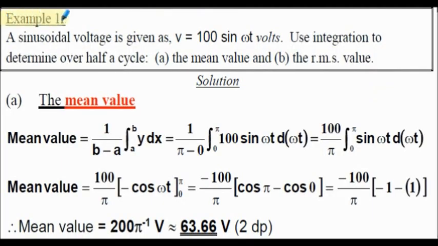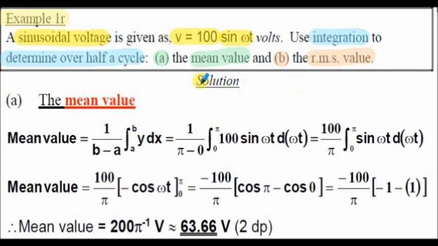So example 1r: a sinusoidal voltage is given as V is equal to 100 multiplied by sine omega t volts. I just note, as stated on the previous slide, we can read the 100 sine omega t as effectively 100 sine x. So instead of integrating with respect to x, we're integrating with respect to omega t in this particular example. We'll show that below. Using integration, we've got to determine over half a cycle, A, the mean value, and B, the r.m.s value.